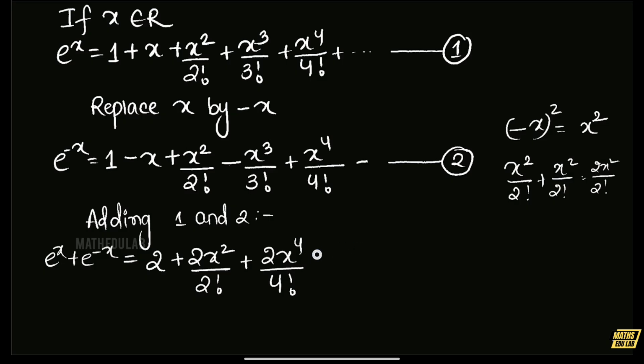Then the next term will be cancelled out. Here we will get x to the power of 5 by 5 factorial, and here we will get minus x to the power of 5 by 5 factorial. So these positive and negative values get cancelled out, and the next term will be 2x to the power of 6 by 6 factorial. If you see here, we get only multiples of two. And so on. So this is what we got here.